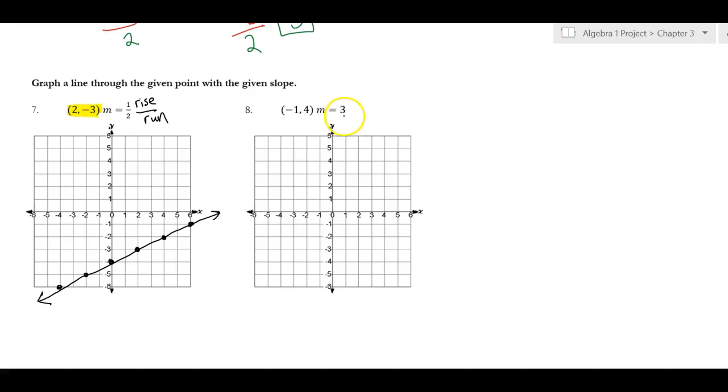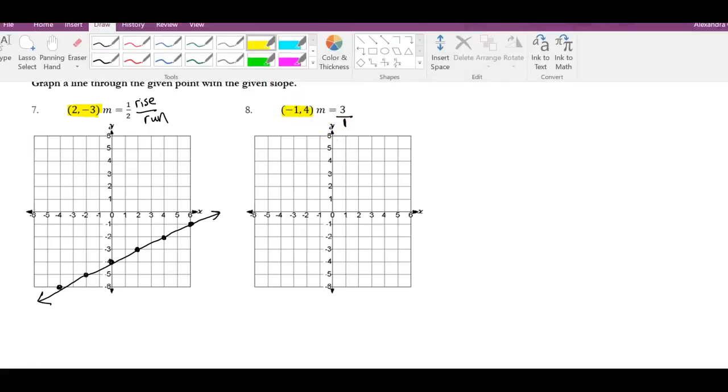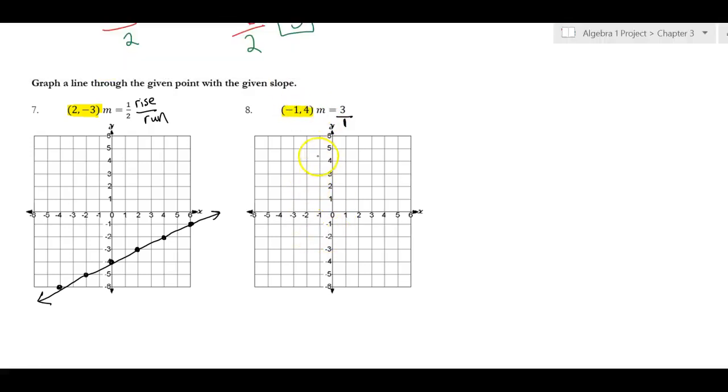You might notice that 8 is not a fraction, so what I do is I put it over 1 so that it turns it into a fraction. So go ahead and try and graph number 8 and see what you get. Okay, so you should have started with the ordered pair, negative 1, 4. And then I'm going to go up 1, 2, 3 over 1. I kind of run off the board, but that's okay. And then I'm going to go the other way, 1, 2, 3 over 1.